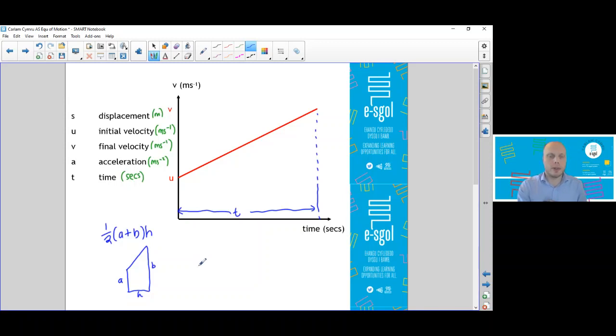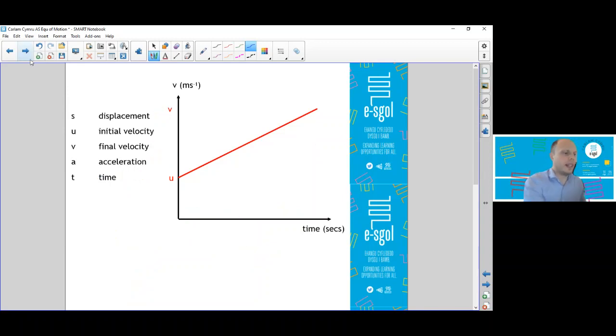Now, if we use the values we've got on our graph, so the area, which is the displacement s, is a half of u, which is the height on this left-hand side, plus v, which is the height on the right-hand side, times by the width, which is t. And that gives us one of our equations of motion. Okay, so s equals a half (u plus v) t. We're just finding the area under the graph.